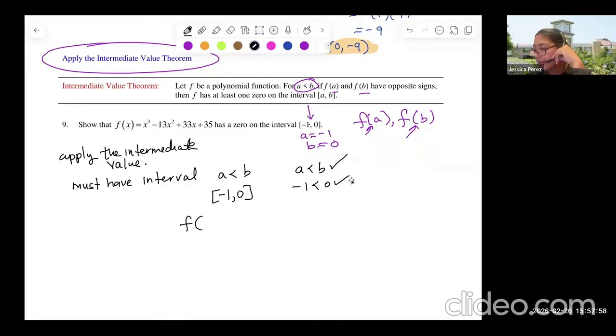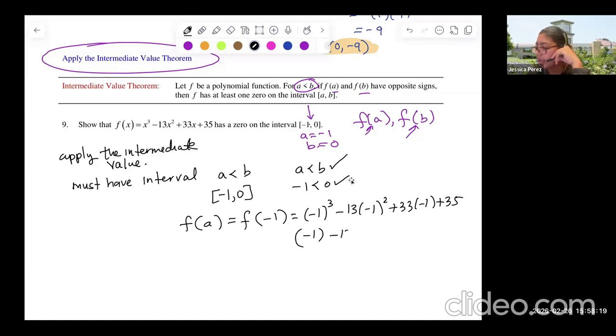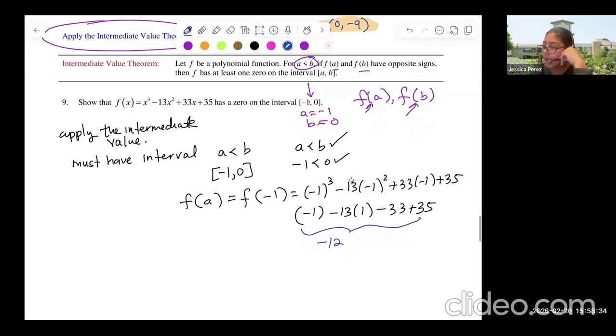Now we have to find f of a. That would mean f of -1. So let's plug in f of -1 into the polynomial. -1 cubed minus 13 times -1 squared plus 33 times -1 plus 35. And let's find that value. So here we have -1 minus 13 times 1 minus 33 plus 35. So let's go ahead and pull out our calculator. What do we get? When I substitute and find the value, we get -12, which is a negative number.